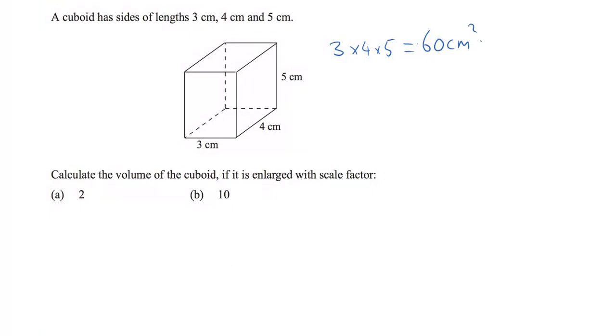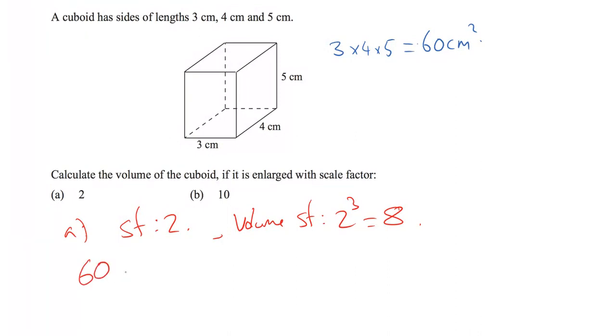So in A, we have that the scale factor is 2. So the volume scale factor is going to be 2 cubed. It's always the cube of the original scale factor. So that will be 8. So to work out the new volume, I'm going to take the original volume of 60 and multiply that by 8. If I do that, I get 480 centimeters cubed. That should have been cubed up there.